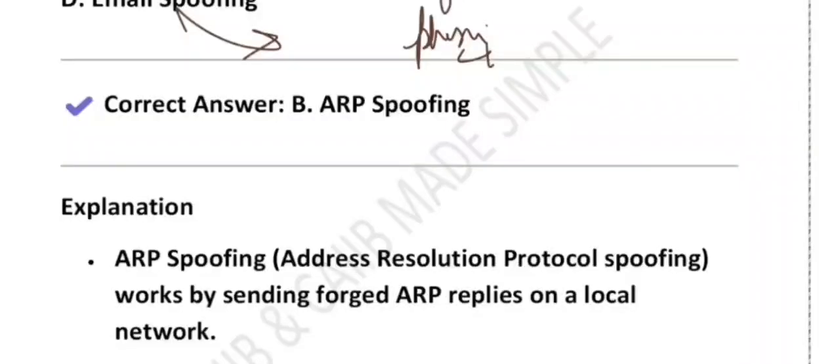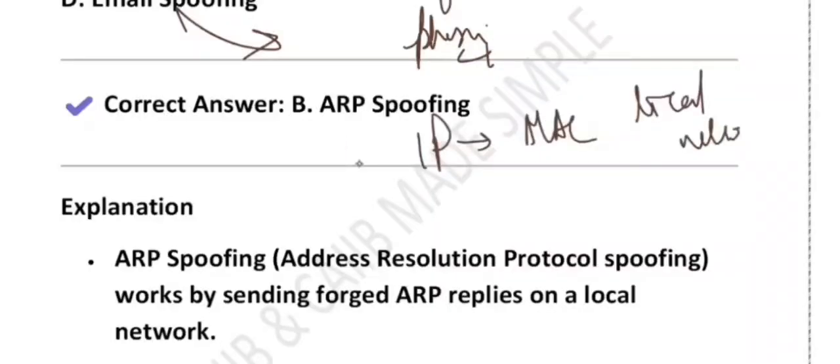So ARP connects IP to MAC on a local network. IP is just like the example I gave you, flat number, and MAC is your person living address. So it connects IP to the MAC, and in ARP spoofing the attacker lies about MAC address to steal the traffic. It is used for MITM, session hijack, and data theft.